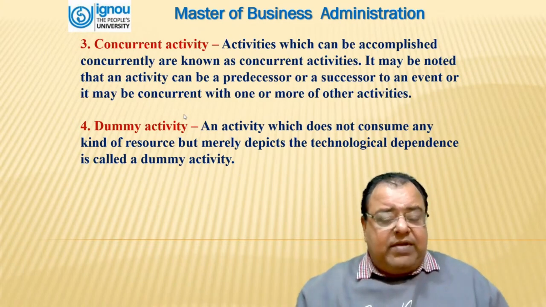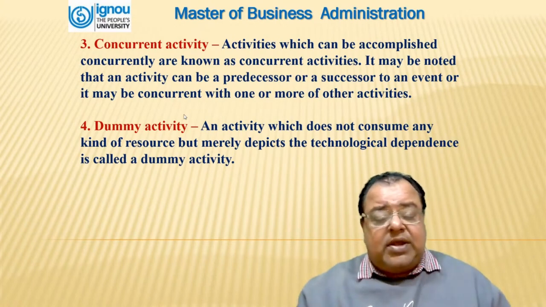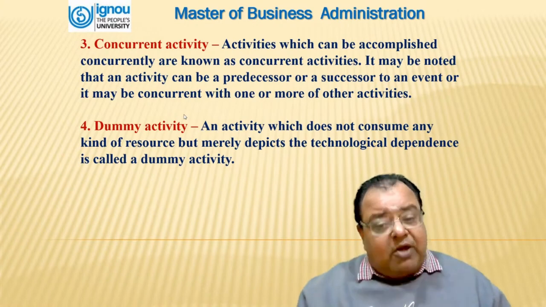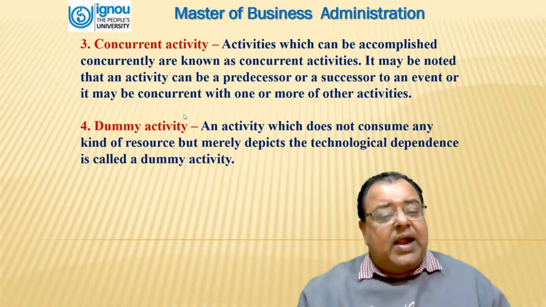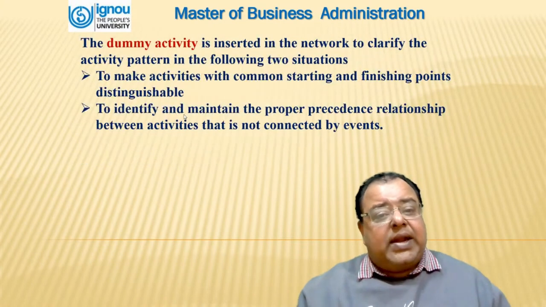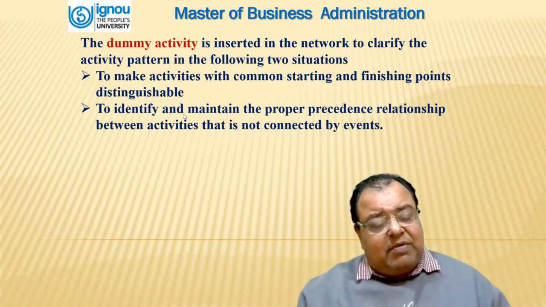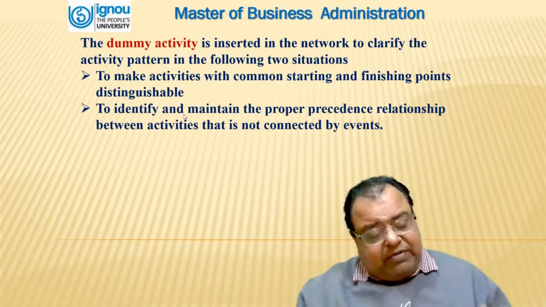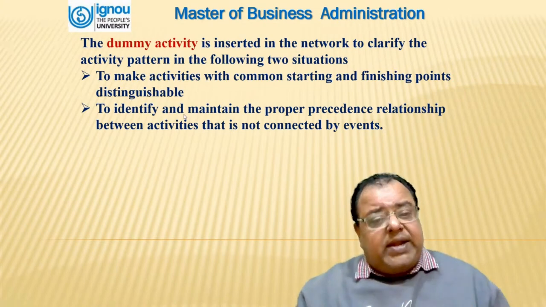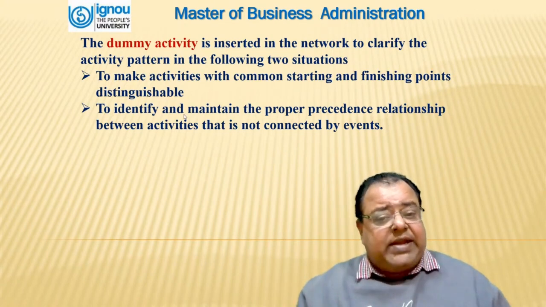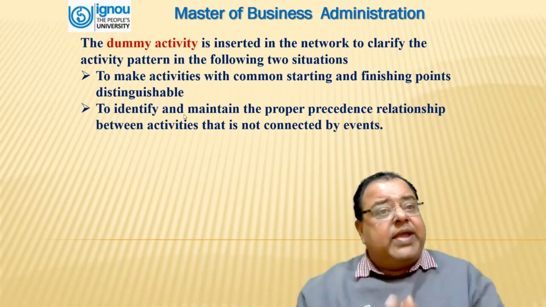Fourth one is dummy activity. An activity which does not consume any kind of resources, but merely depicts the technological dependence, is called a dummy activity. A dummy activity is inserted in the network to clarify the activity pattern in the following two situations. Number one, to make activities with common starting and finishing points distinguishable. And the second one is to identify and maintain the proper precedence relationship between the activities that is not connected by events.